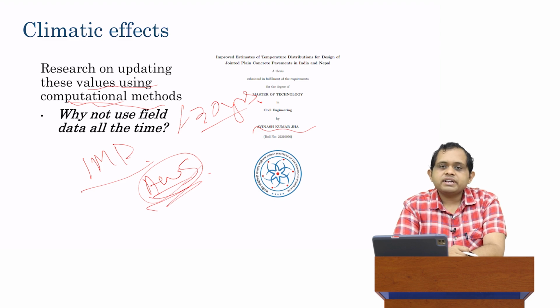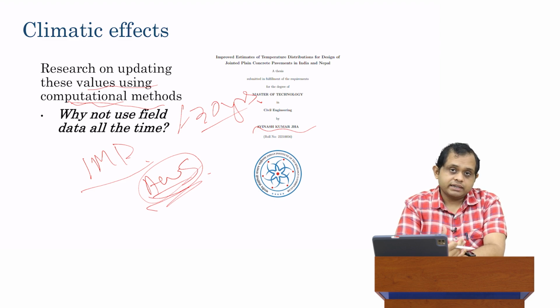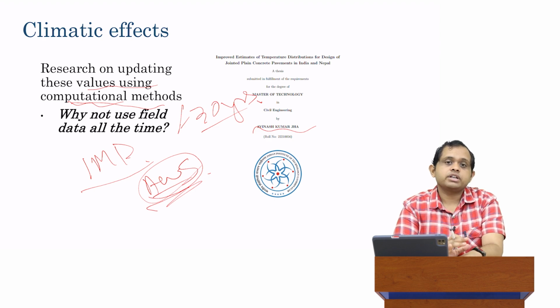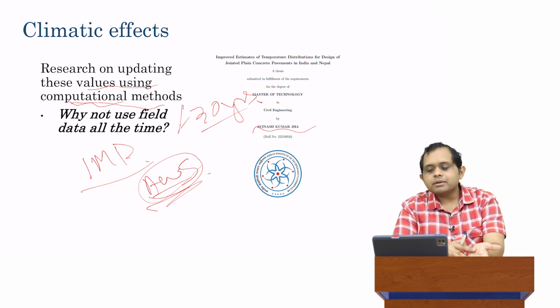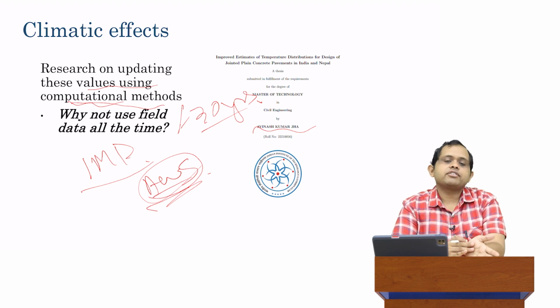Why did we not use field data all the time? Because it's very difficult to collect data. First of all, in terms of space, the number of thermocouple sensors you need and the amount of data acquisition equipment you need is quite prohibitive in terms of expense and maintenance. And secondly, it's also in time, because you don't just need the data for 1 year, you need the data typically for 30 years in order to make any design recommendations. It's very difficult to collect that sort of data for pavements in India.